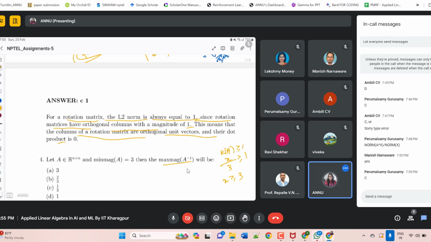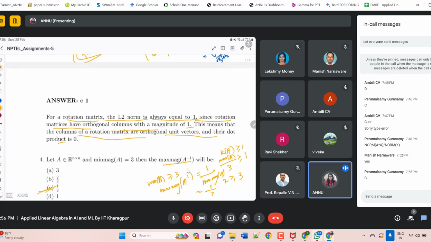Sorry, this is max of A. Since max of A is greater than or equal to 3, we know that max magnitude of A inverse is nothing but 1 upon max magnitude of A. So 1 upon 3. So the answer is C only.